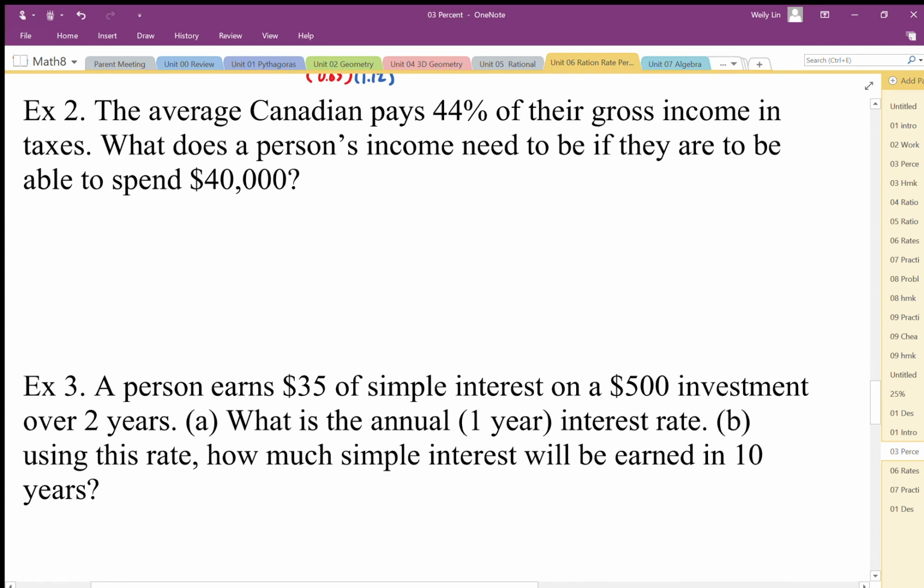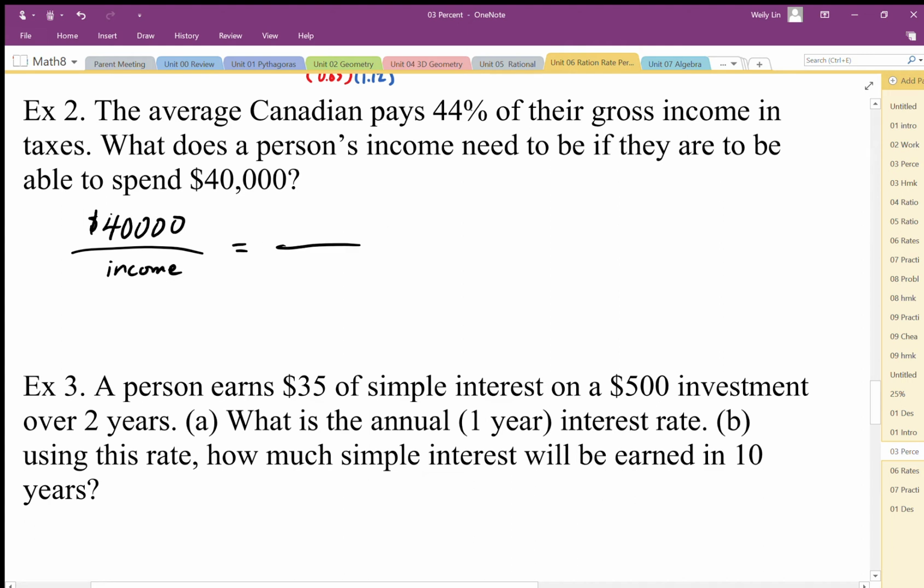The average Canadian pays 44% of their gross income in taxes. What does a person's income need to be if they are to be able to spend $40,000? So the $40,000 represents the amount that they have. So I'm going to write this $40,000 over their income price. Income is the whole, so $40,000 is what they have after taxes.